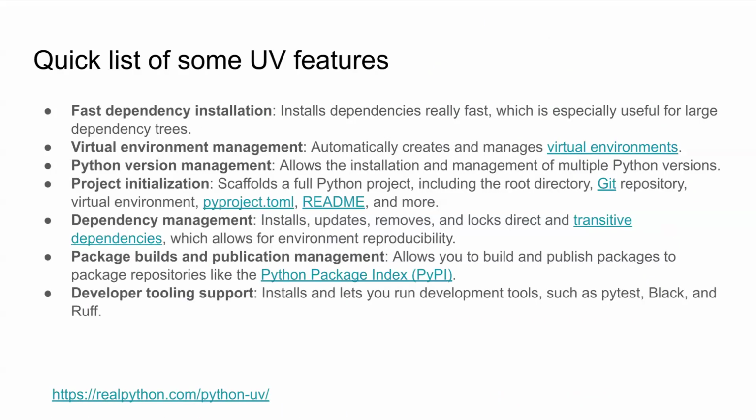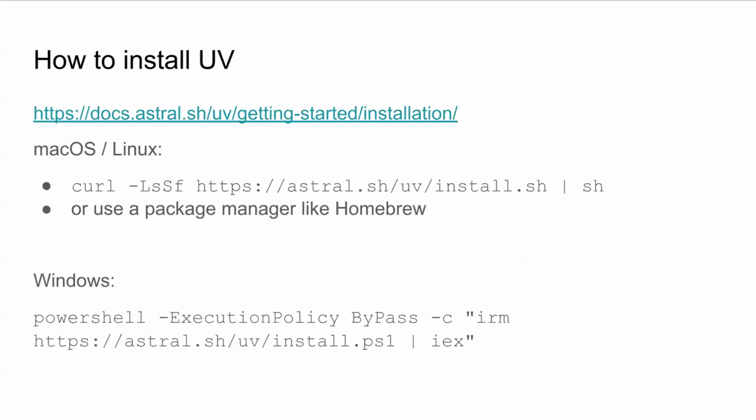So from a realpython.com article, here's a quick list of all the things that it can do. We can revisit this later, but just quickly, for the ways to install, you can use curl on Linux and macOS, or even wget, to just run this bash script, or you can use something like Homebrew, and that's the command for Windows.